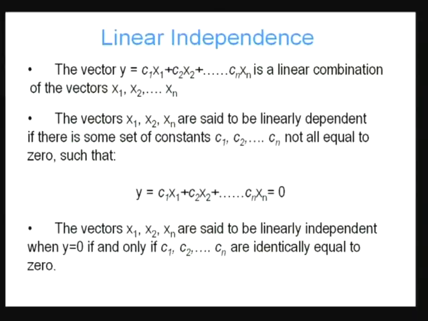So x1 through xn are linearly dependent if there is some set of constants c1 through cn not all equal to 0, such that c1 x1 plus c2 x2 through cn xn is equal to 0. x1 through xn is linearly independent if that condition is only satisfied when all the c's are 0. Basically, we are saying there is no set of non-zero constants c1 through cn such that we can sum x1, x2 through xn after multiplying them with the scalars c1 through cn and get 0.